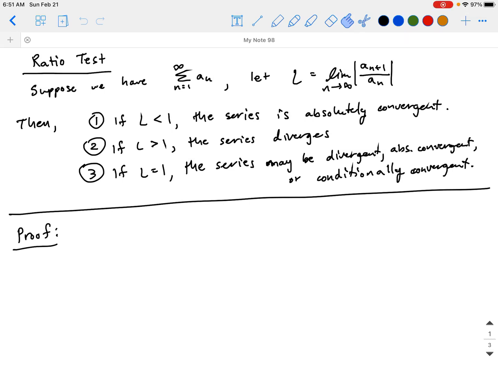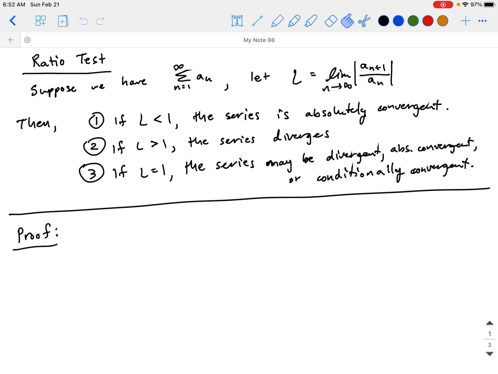So we are going to look at the ratio test today as kind of a supplemental here, and we'll prove why the ratio test is going to give us our three possibilities here, which is the absolutely convergent series, the divergent series, or an undetermined series outcome.